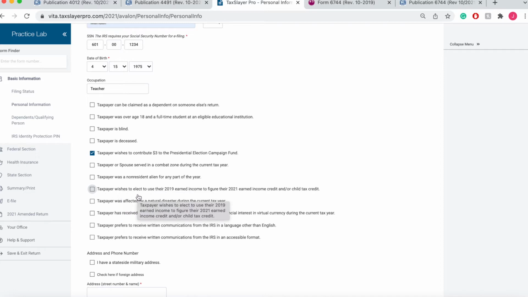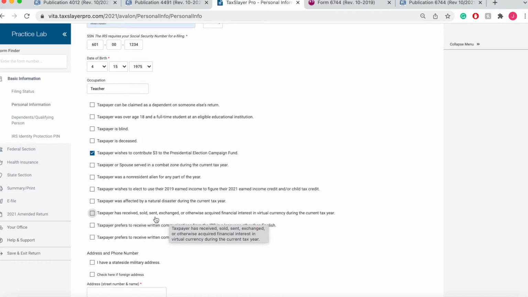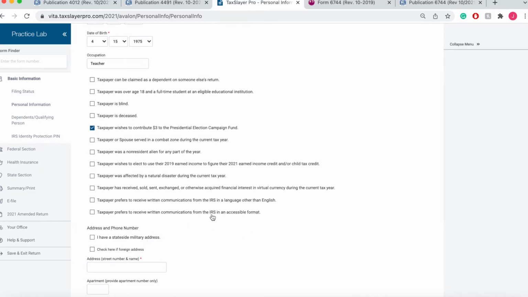And this here is applicable now, but it was not at the time when this exam was actually issued, so we have no information on this. We're going to leave that blank. They weren't affected by a natural disaster. Jennifer did not engage in crypto trading during the year. And she does not prefer written communication from the IRS in a language other than English. And the taxpayer does not prefer to receive written communications in an accessible format.